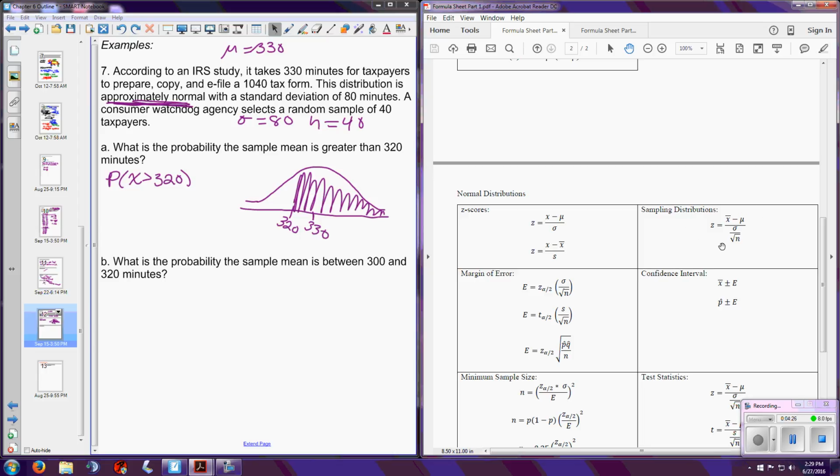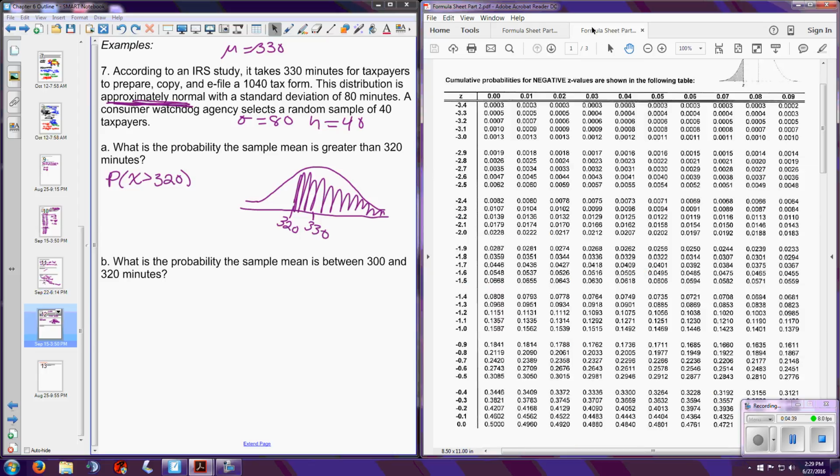You'll notice the only difference from our regular z-score to our sampling distribution is that we're dividing by that square root of n at the bottom. So we're using the scaled standard deviation value. So using that formula, we have z equals 320 minus 330 divided by 80 over the square root of 40.